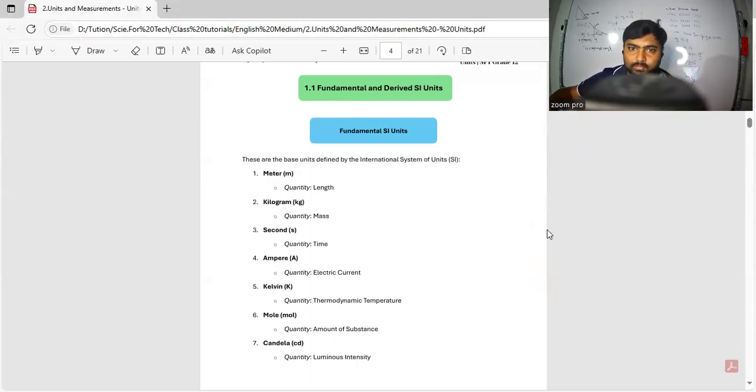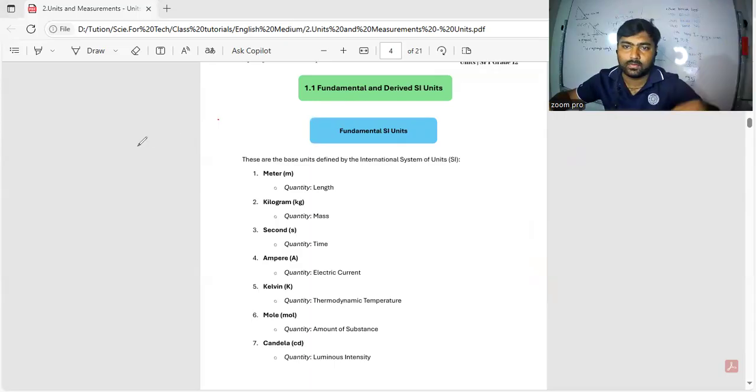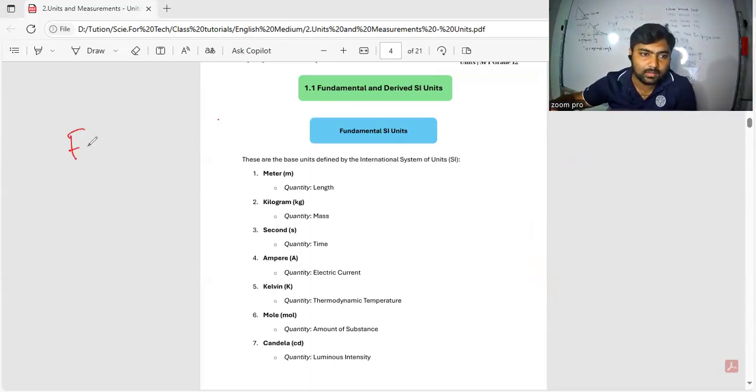This is very important. There are two kinds of units. One is the fundamental unit, and the second one is the derived unit.